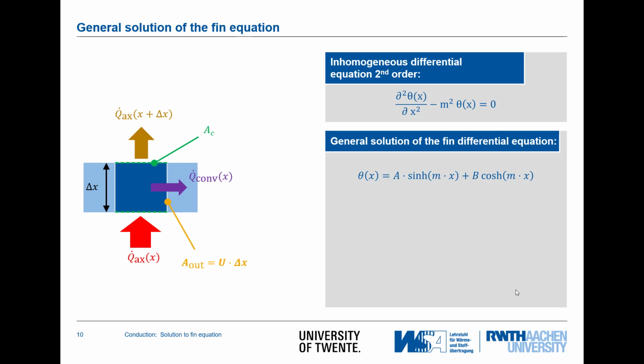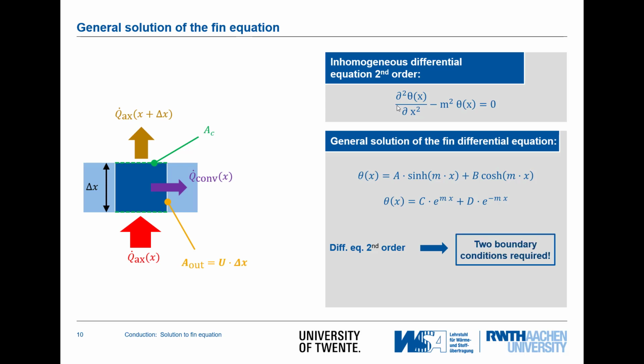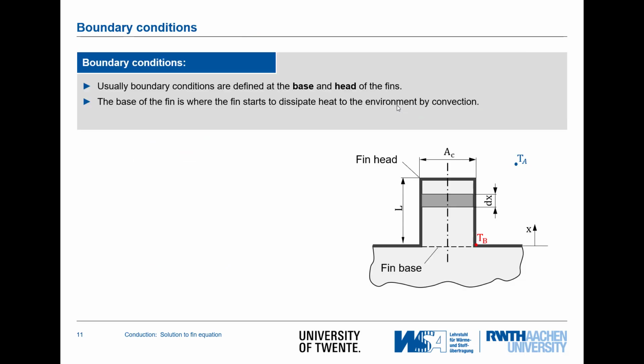Now, the next part is if we use the sinus hyperbolicus function, where we have the coefficients a and b, and we have the exponential function. These two functions have two unknowns. The reason that it has two unknowns is because our differential equation here on the top is of second order. So this just means that we need two boundary conditions to solve this problem, either to solve for a and b or to solve for c and d.